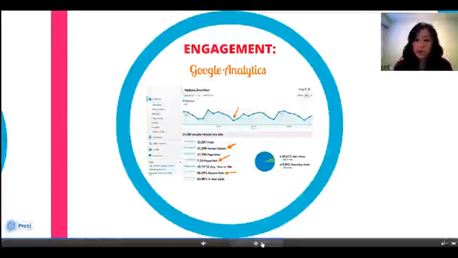So next time we're actually going to go further into visitors flow, which again is my favorite part of Google Analytics.